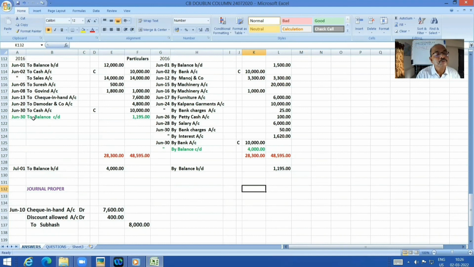The debit side, of course, to be followed by the credit side. And obviously bring the closing balance as the opening balance of the next day. Diagonally opposite, it comes as by balance carried down 1,195 in the bank column, and whatever cash I had, 4,000. Okay. So that's the end of the class today.